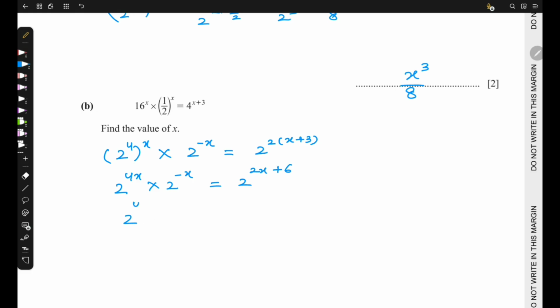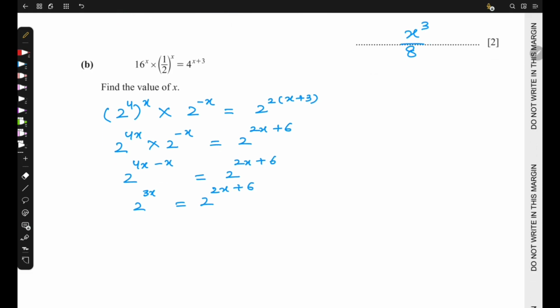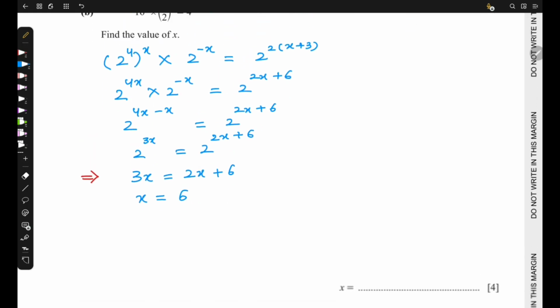On the left side, we will add the powers. On the right hand side, it will remain as it is. On the left hand side, we will get 2 raised to the power 3x equals 2 raised to the power 2x plus 6. Now the bases are the same. It means 3x equals 2x plus 6. And 2x will go to the left side. I'll get x equals 6. This is my final answer. x equals 6.